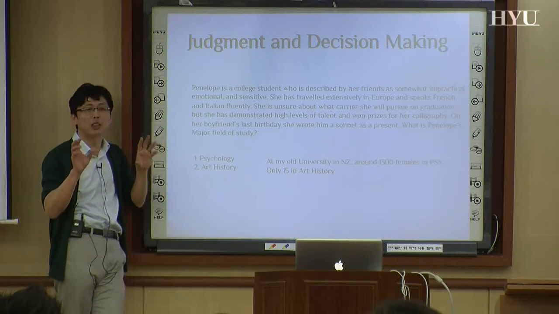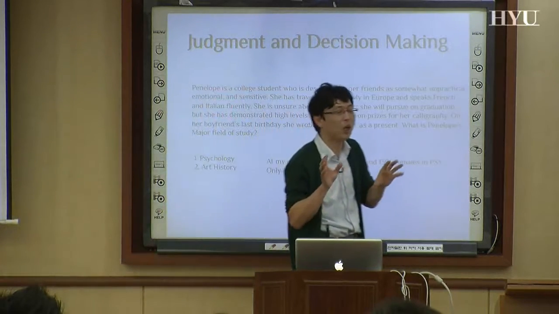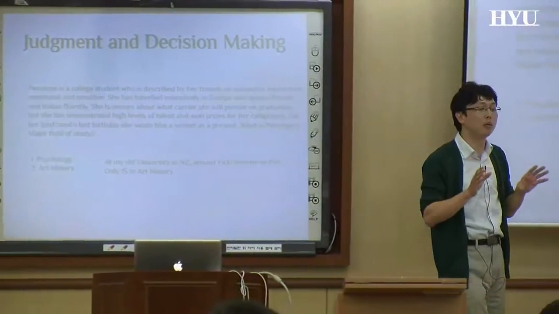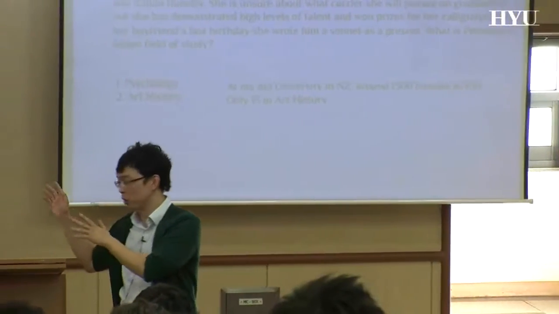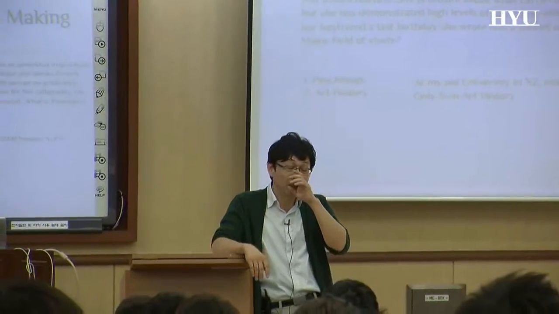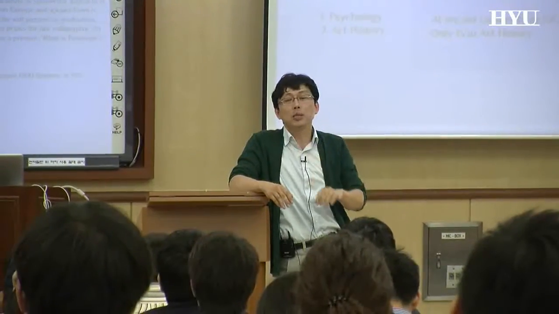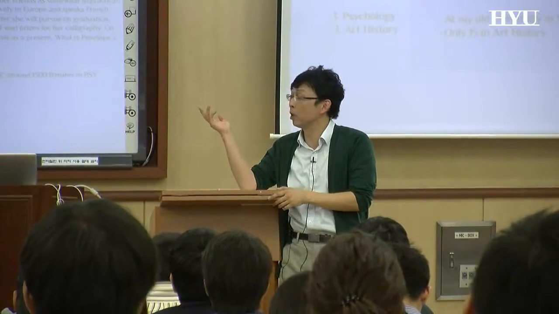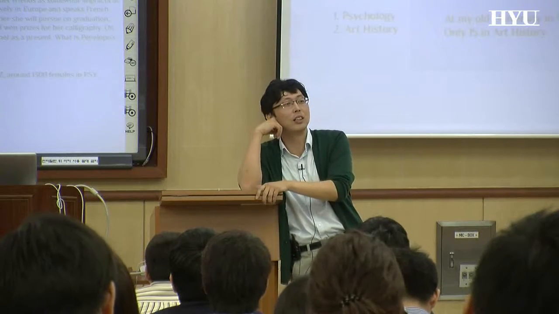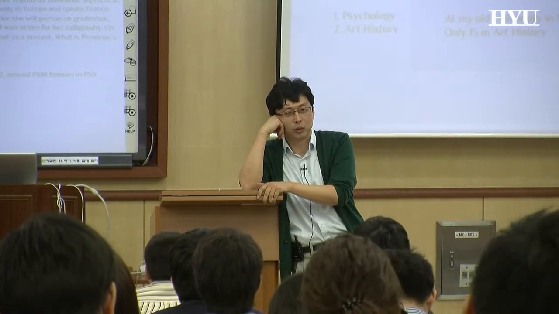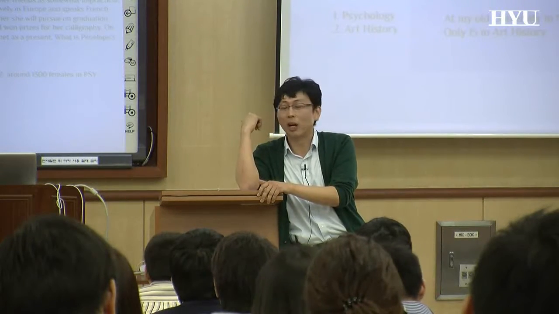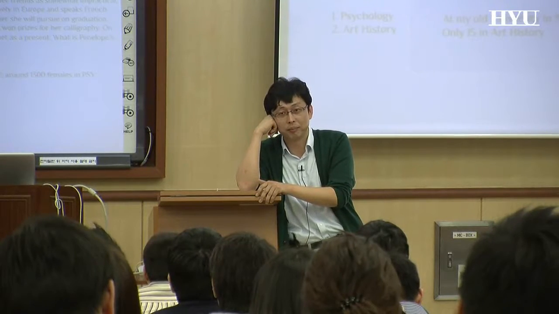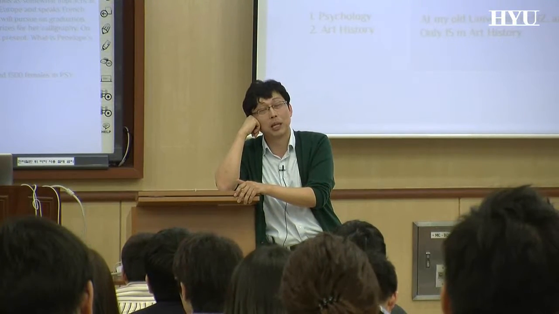Why did this happen? Cognitive psychologists are interested in why people choose B rather than A. The traditional economic approach says they have to choose number 1, psychology. But cognitive psychologists believe that people choose number 2. Why? That is what we have to learn. What do you think? Anyone? Sona? Why do we choose A? Sorry, B. Art history student for Penelope.